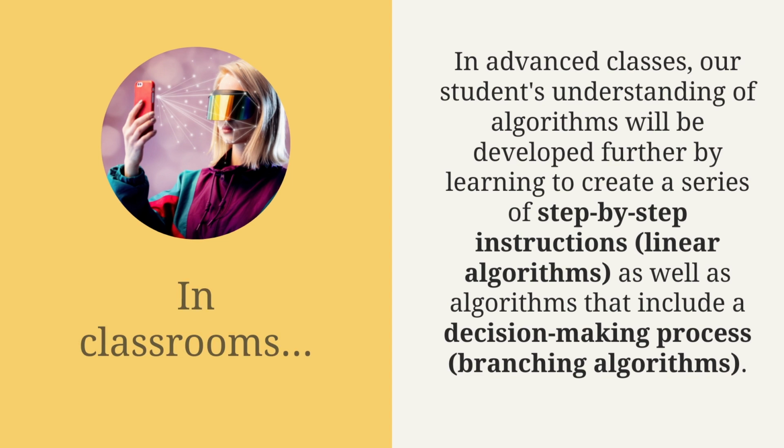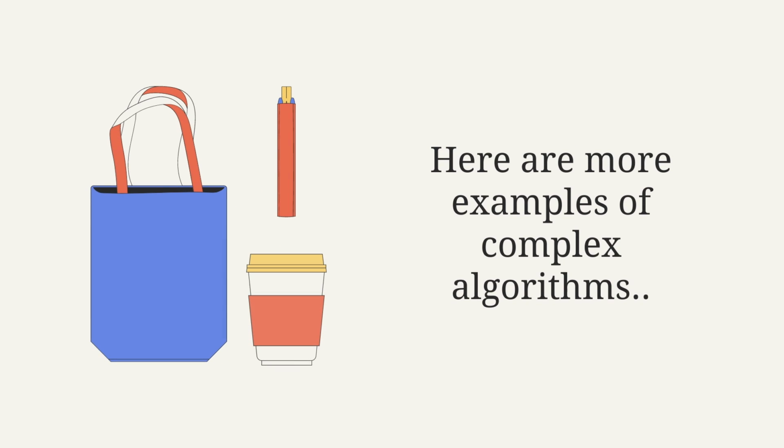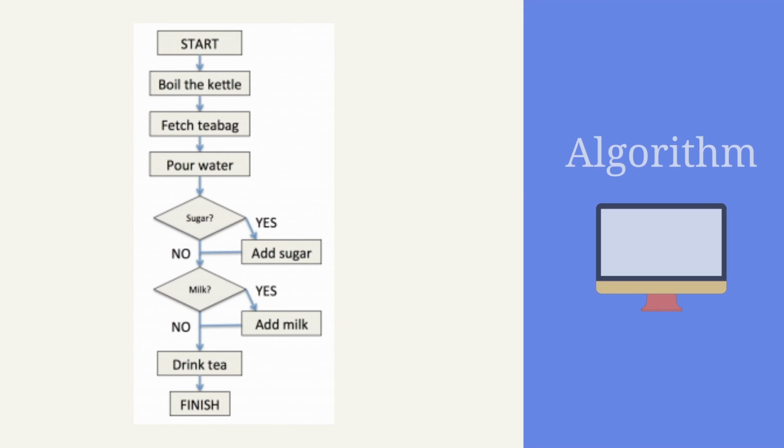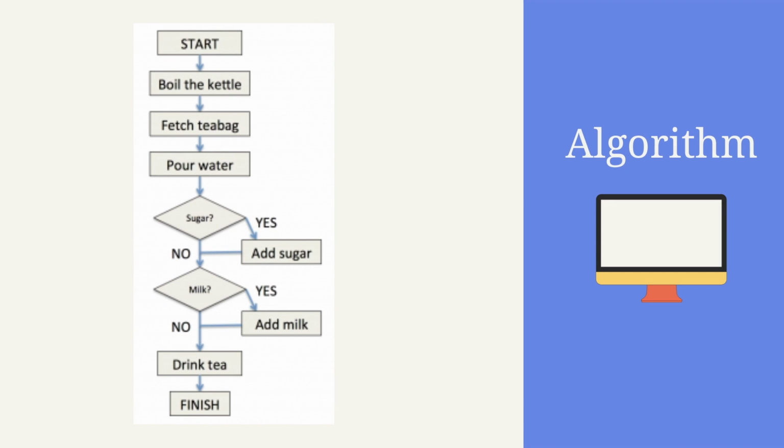Meanwhile, in advanced classes, our students' understanding of algorithm will be developed further by learning to create a series of step-by-step instructions, which we call linear algorithms, as well as algorithms that include a decision-making process, which is a branching algorithm. Here are more complex examples of algorithm. In this example, we want the student to create options. When making a tea, the student will be asked if he wants to add sugar or add milk.